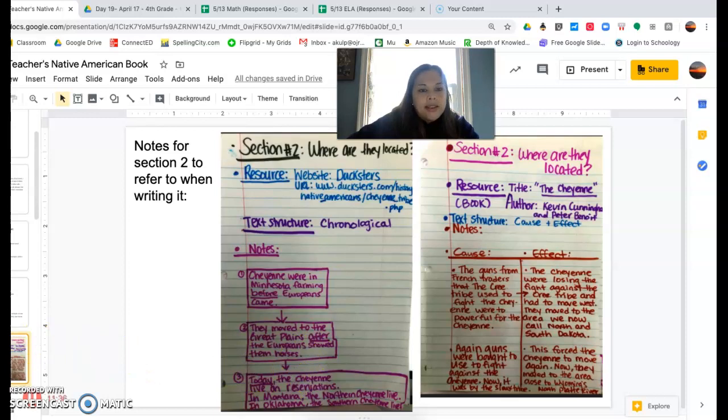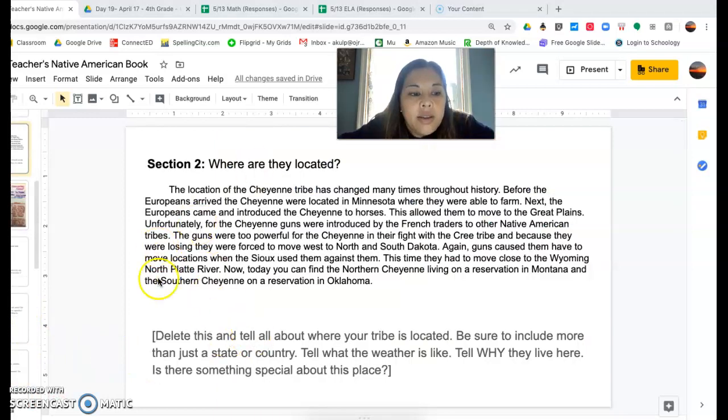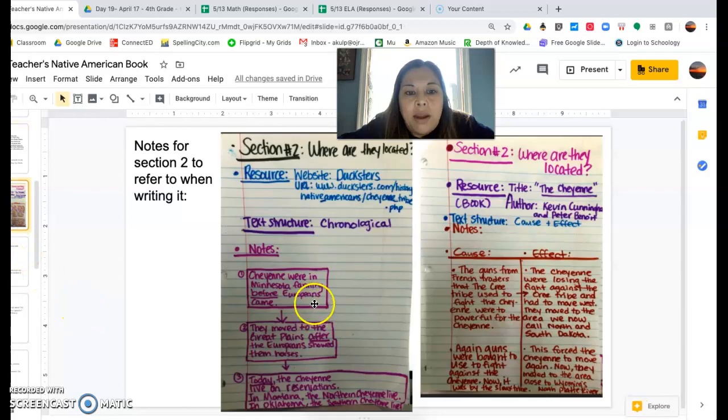So I'm going to go back to this. And now that I came back to here, you can see what I have done here is added those facts in. So if you look at my notes, we had the facts then about them moving after the horses to the Great Plains, and then about the guns forcing them to move first to North and South Dakota, and then to Wyoming's North Platte River. Then lastly, where they live on reservations today, the Northern and Southern Cheyenne. You can see that here.